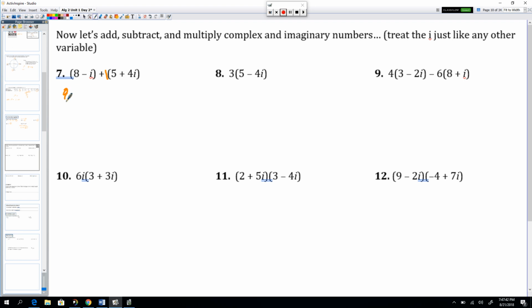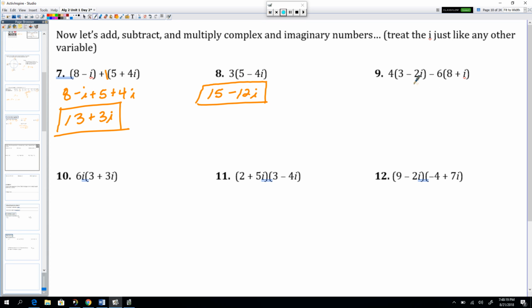So we're going to take 8 minus i plus 5 plus 4i, and we're going to combine like terms, just like we did with x's. So I'm going to combine the 8 and the 5 and make it a 13. And I'm going to combine the negative 1i and 4i and make that plus 3i. Now we just use the distributive property just like we do with every other variable. So we distribute this 3, make it 15 minus 12i. And there are no like terms to combine, so that's your final answer.